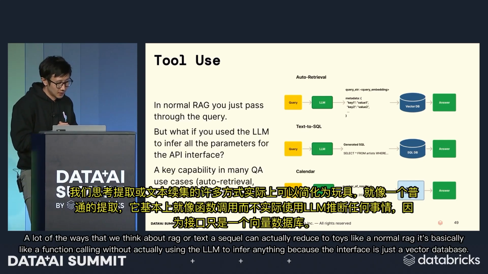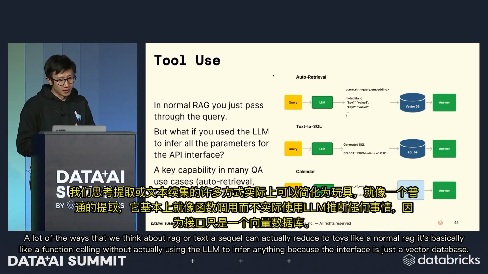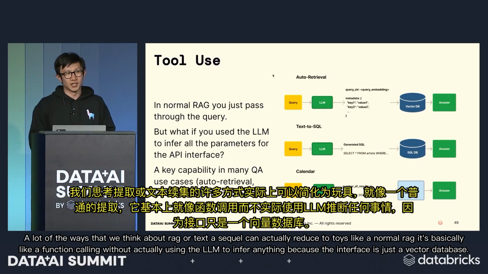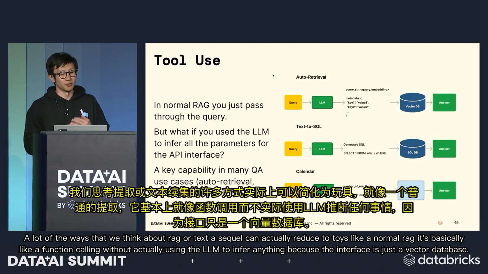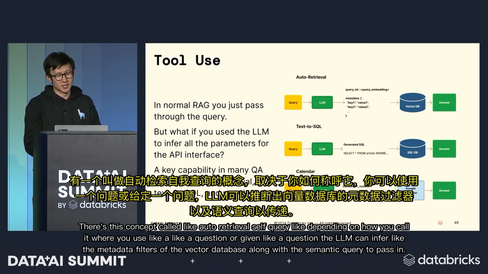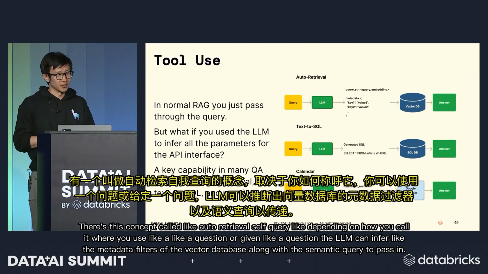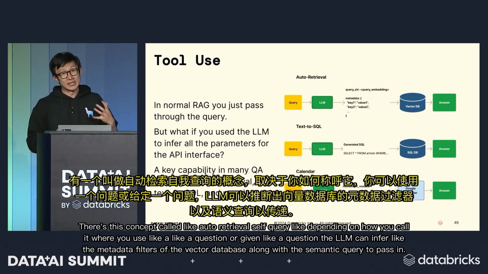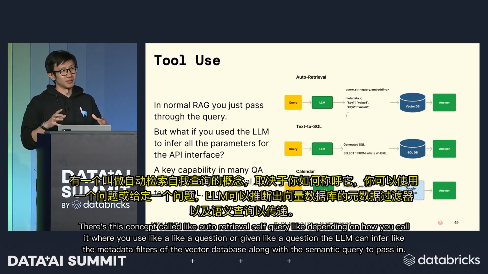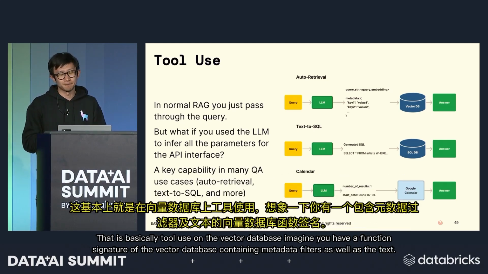development goes forward. A lot of the ways that we think about RAG or text-to-SQL can actually reduce to tool use. In normal RAG, it's basically like function calling without actually using the LLM to infer anything, because the interface is just a vector database. There's this concept called auto retrieval, or self-query, depending on how you call it, where given a question, the LLM can infer the metadata filters of the vector database along with the semantic query to pass in. That is basically tool use on the vector database.